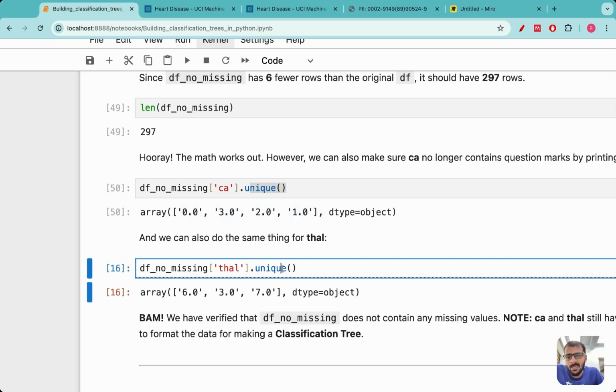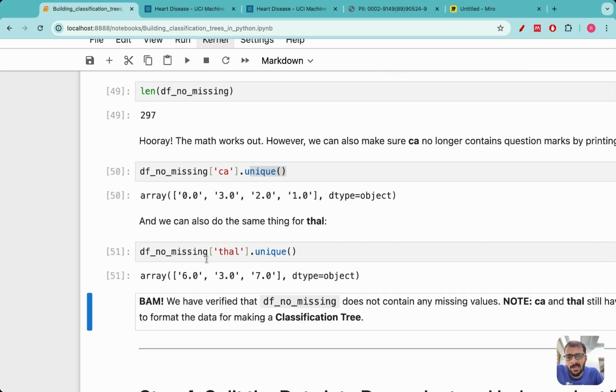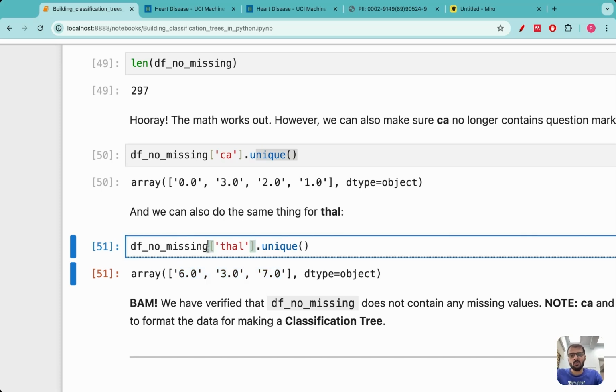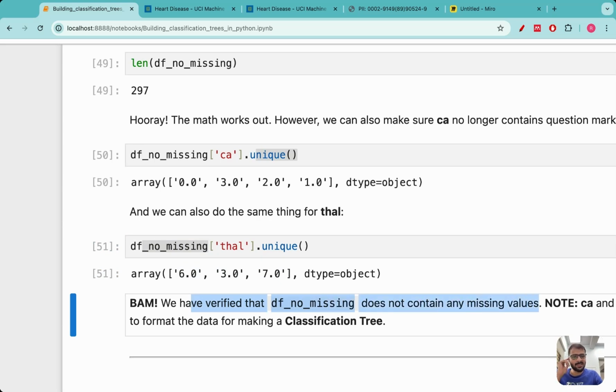Great. Then we run this also, the thal, and here also we see that it contains 6, 3, and 7, but it does not have the question mark values like it had before. That is awesome for us, which means that DF no missing, so we have verified that DF no missing does not contain any missing values.